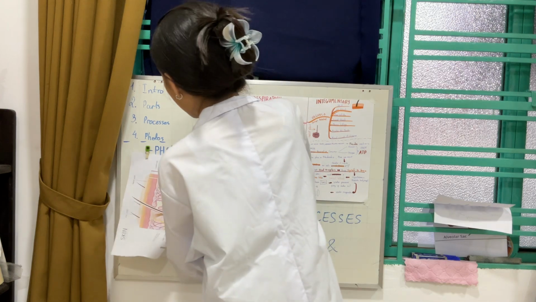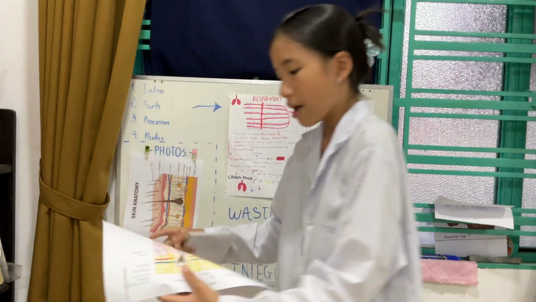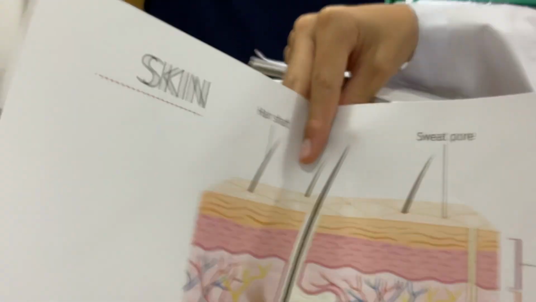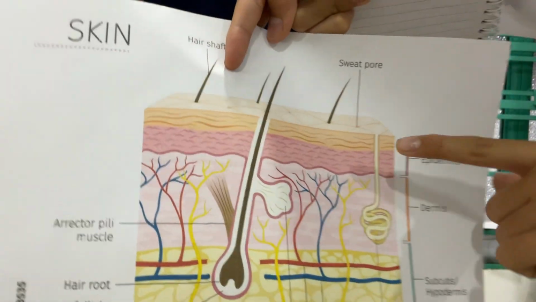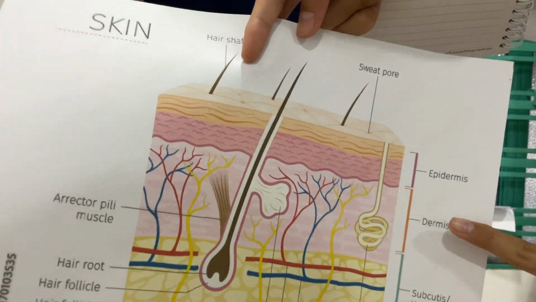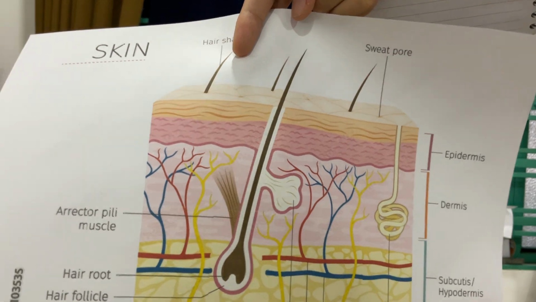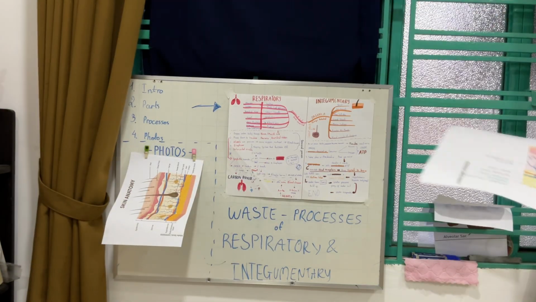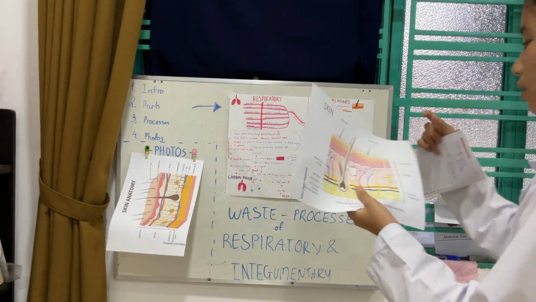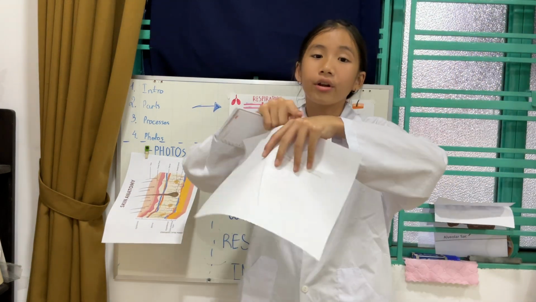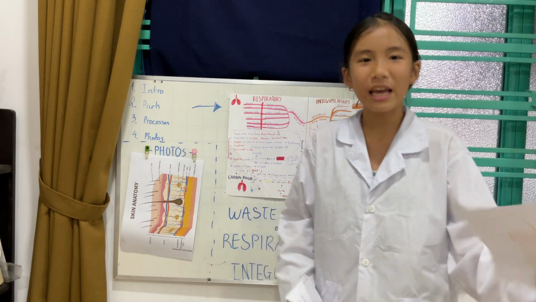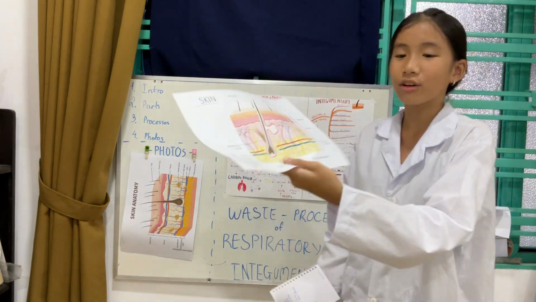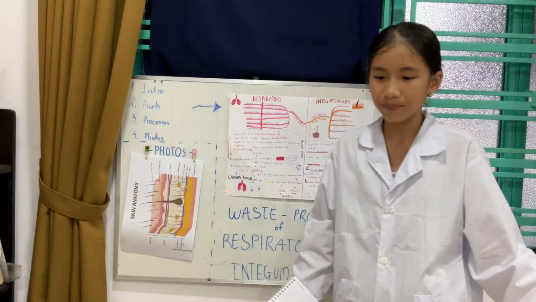Now, as you can see here are the layers of the skin. There's the epidermis at the top, the dermis in the middle, and the hypodermis at the end. Now, the epidermis is the part of our skin that you can see. But it's a living graveyard for our dead cells.